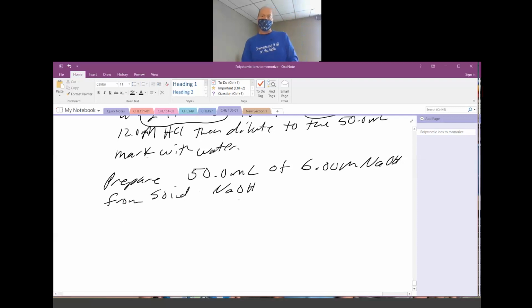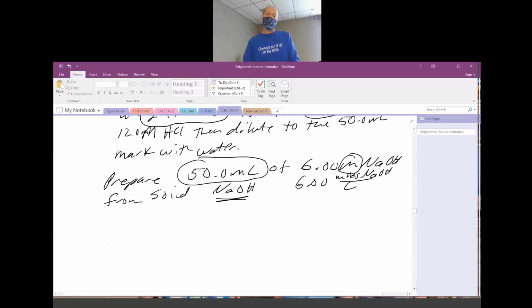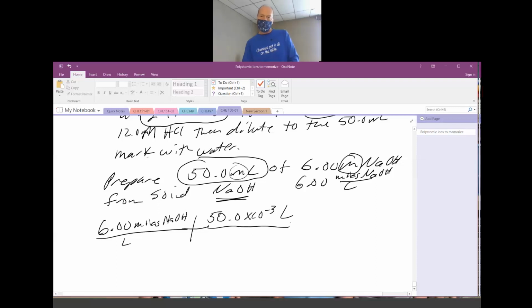All right, so first we have to figure out how much NaOH we need. Well, if you know what capital M is, that is moles NaOH per liter. And this is our volume in milliliters, so we have to convert that to liters. All right, so we have 6 moles of NaOH per liter of solution, and we have 50.0 times 10 to the minus 3 liters. All right, so I just get rid of the M, and I know that's 10 to the minus 3, and now I have the correct unit, liter and liter.